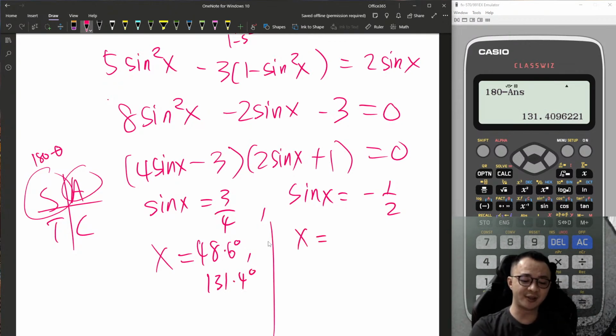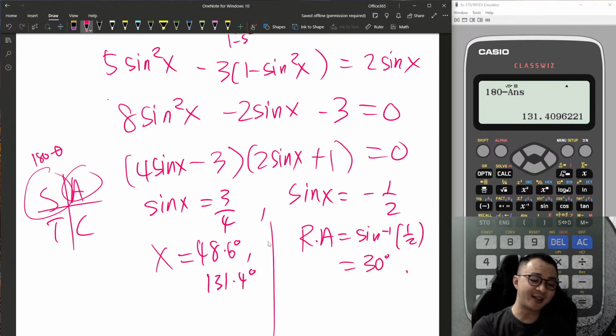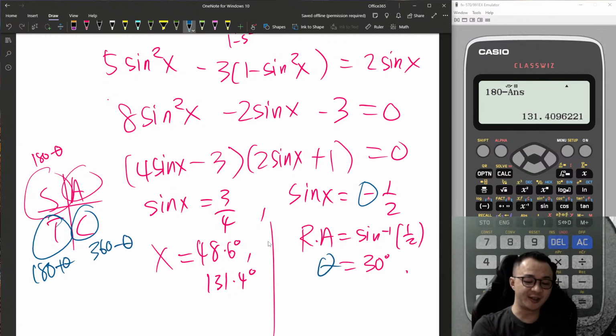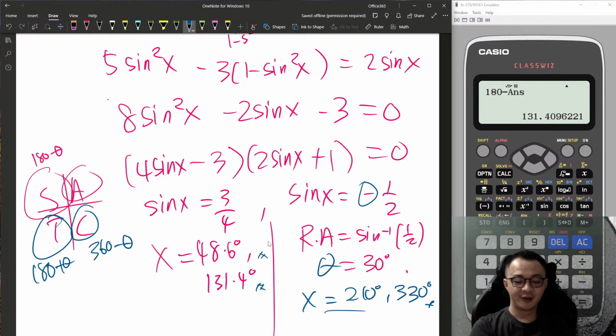Then this one should have two answers also. But this is negative. We need to find the reference angle first. Reference angle is very easy: ignore the negative sign. It will tell you 30 degrees. Sine is negative in the third and fourth quadrants. This is 180 plus theta, this is 360 minus theta. My theta here is 30. So my x is 180 plus 30, and 360 minus 30. Done. These are all the four answers I have here. I hope you can see four different answers, and this is how we get the 6 marks.